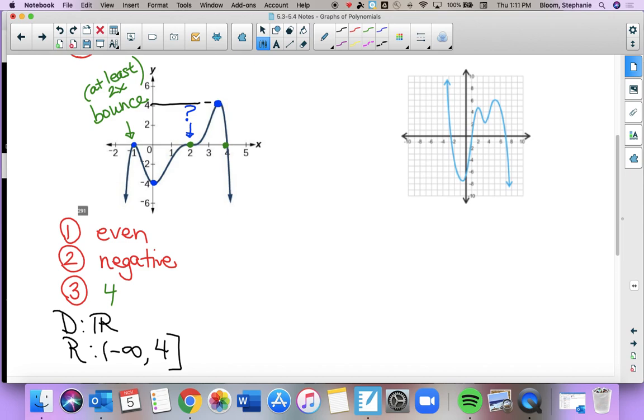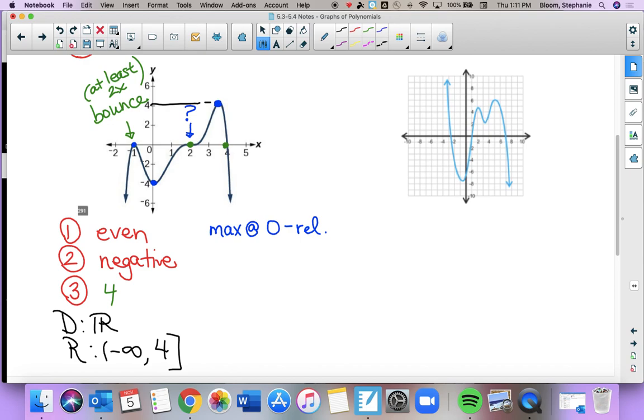So let's start over here at negative 1. That point at negative 1. Is that a max or a min? Max. And you're telling me the y value. What's the y value right there? So it's a max at 0. Is it relative or absolute? Relative.